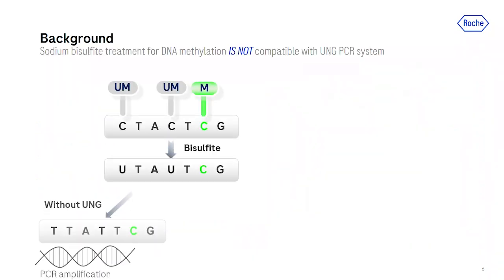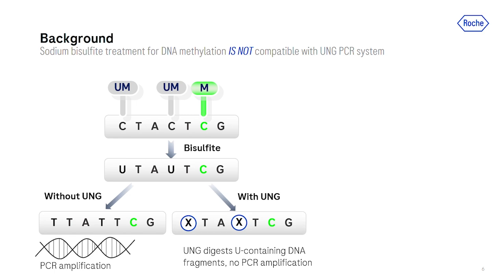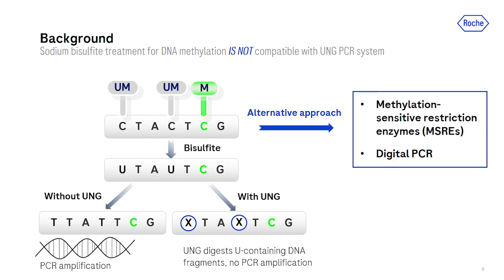During sodium bisulfite treatment, unmethylated cytosine residues indicated as UM in gray are converted to uracil, whereas 5-methylcytosine indicated as M in green remain unaffected. During PCR amplification, uracil residues are converted to thymine. A UNG system digests uracil containing DNA fragments, thus no PCR product is detected.